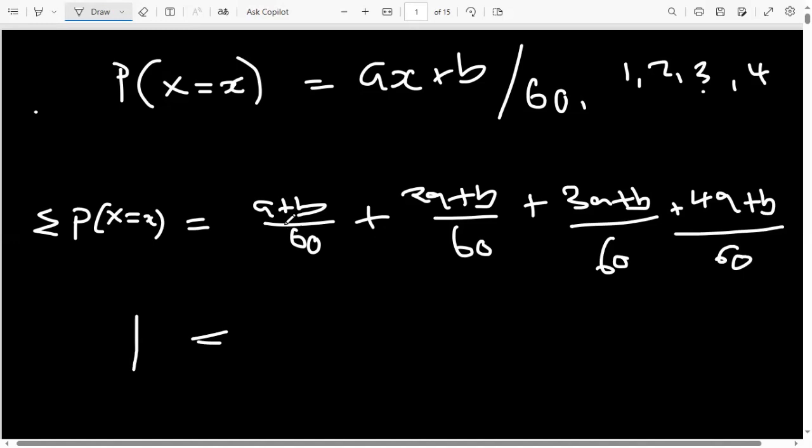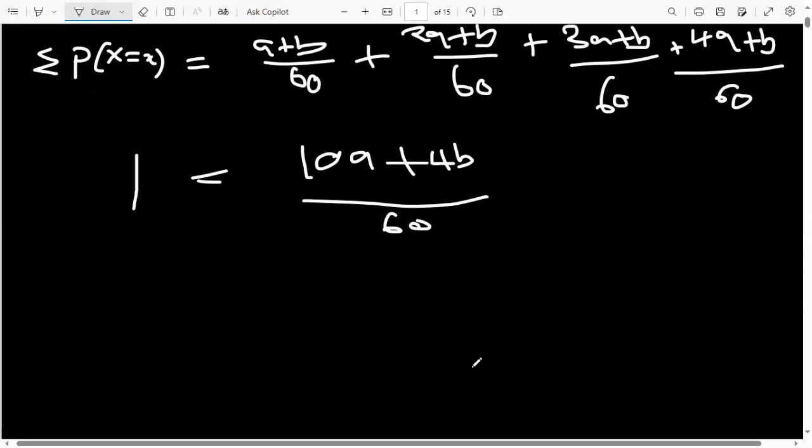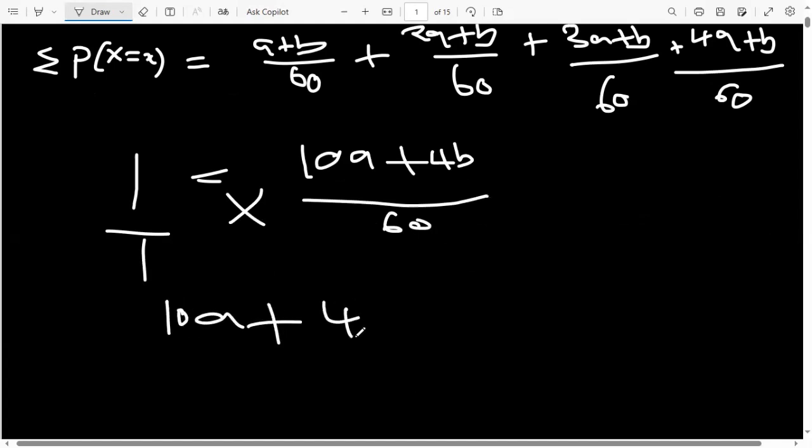When we add all this, since the denominator is the same, we can add all the like terms on top. A plus 2A is 3A, plus 3A is 6A, plus 4A is 10A. So I'm going to write 10A here. Then let's add the B's: 1B plus 2B, plus 3B, plus 4B. So I have 4B here, and all this is over 60. From here we can cross multiply, and you're going to have 10A plus 4B is equal to 60.